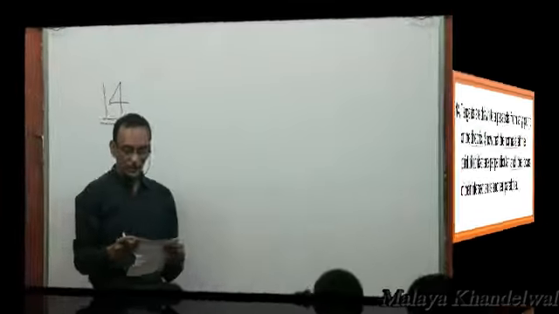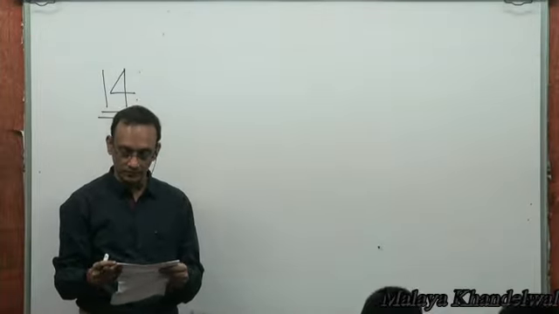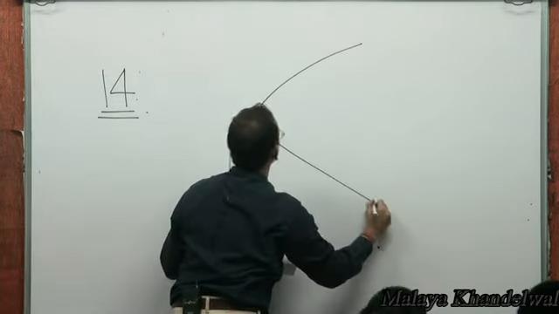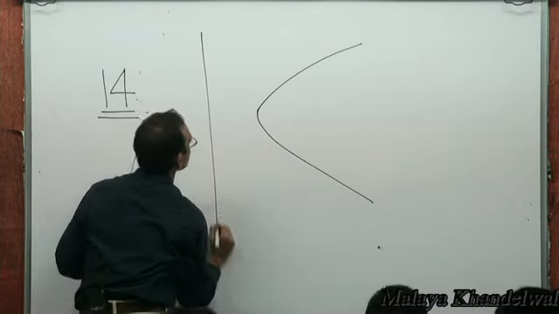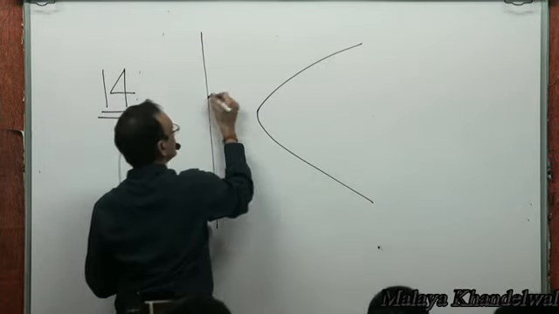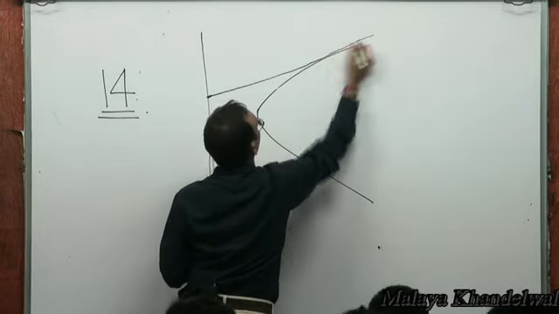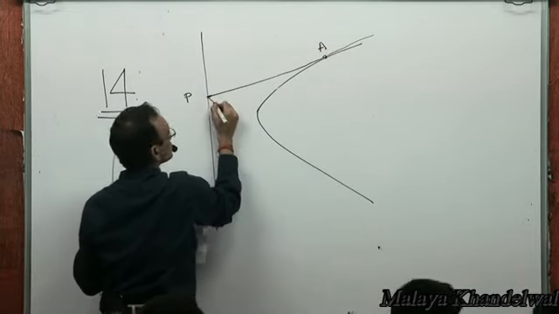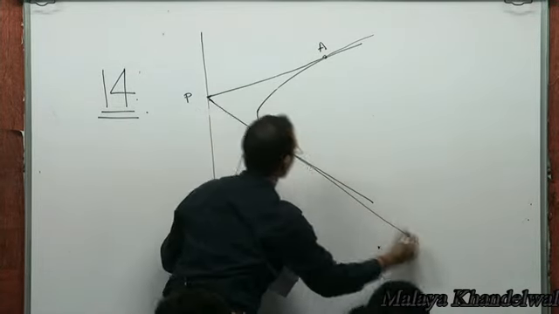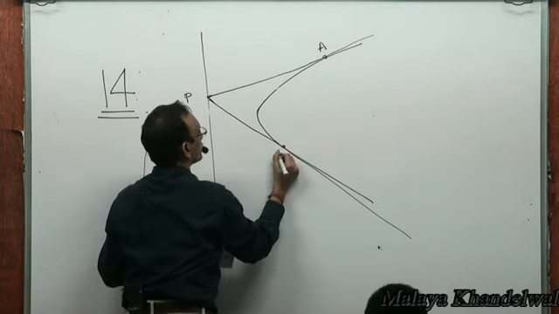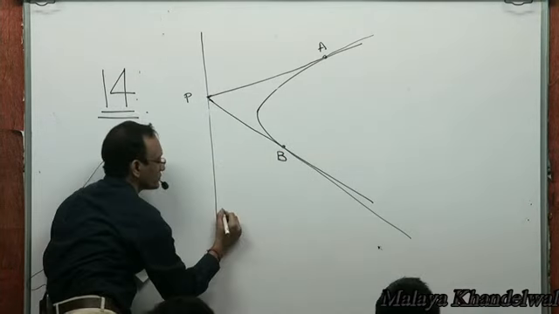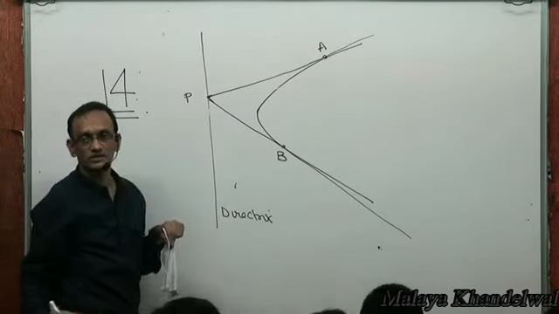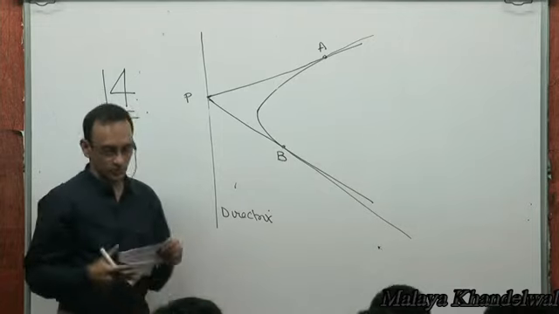Tangents are drawn to a parabola from a point on the directrix. This is a parabola. This is the directrix. Tangents are drawn from different points on the directrix. P is on the directrix of the parabola, and we select different P's on the directrix and draw pairs of tangents, right?